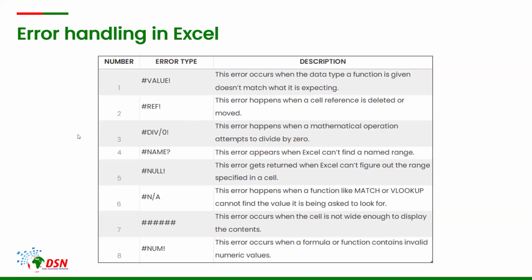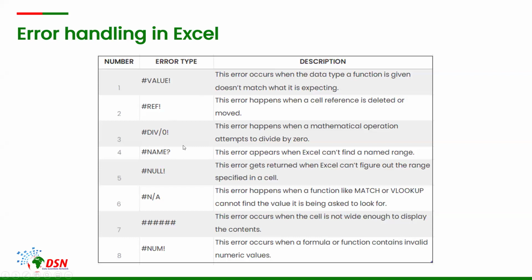So we also have this divide error or the zero error. This happens when a mathematical operation attempts to divide by zero. When you divide something by zero, this is the kind of error that you get. Even when you press it in a calculator, it will bring a syntax error. So when you do this in Excel, it will tell you that it is an error, so you can know that this value is zero and that is why it is giving you this error.